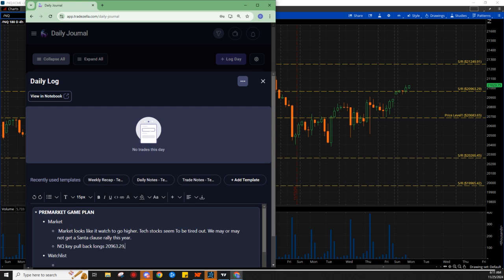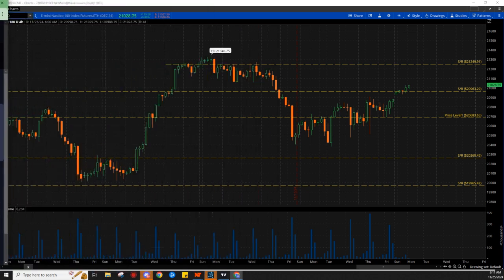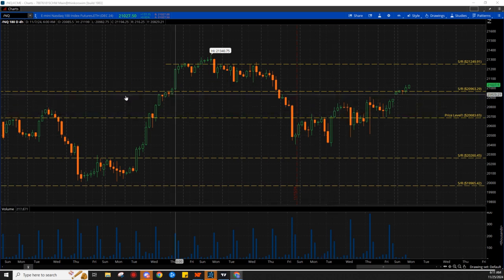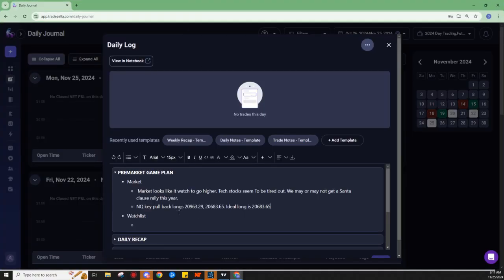29, comma, 20683.65, period. Ideal is an ideal long. Yeah, would be roughly right there, 20683.65. Obviously they're doing quarters, so you guys can do that yourself.